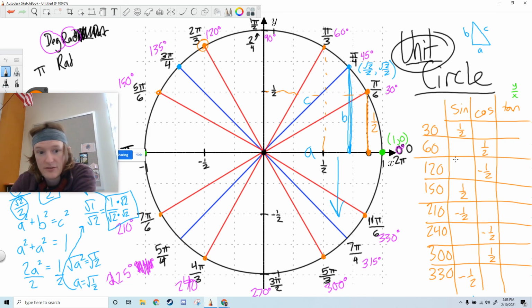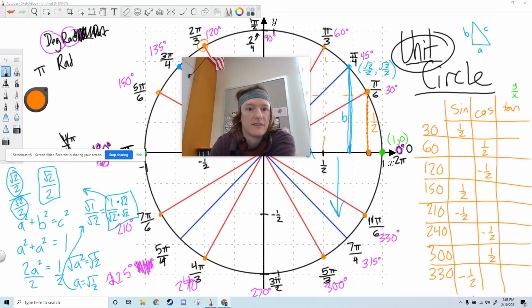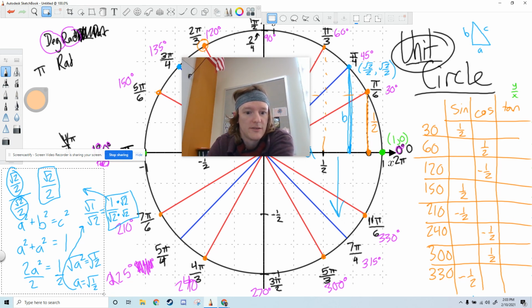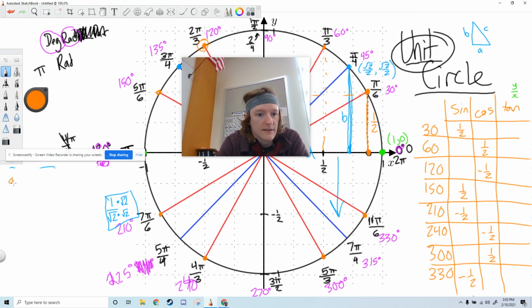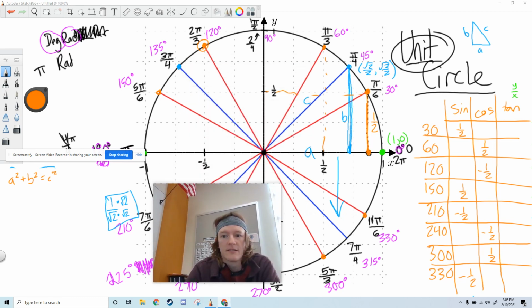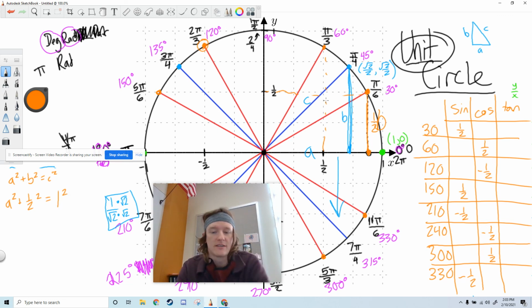Now, we need to do our Pythagorean theorem again, our a squared plus b squared equals c squared, to figure out what our other side length is going to be. So we'll do that here. We've got a squared plus b squared equals c squared. So looking at this, we'll look at 30. Our a is here. Our b is going to be here. So we have a squared plus 1/2 squared equals 1 squared, because c is our longest side, here's our right angle.